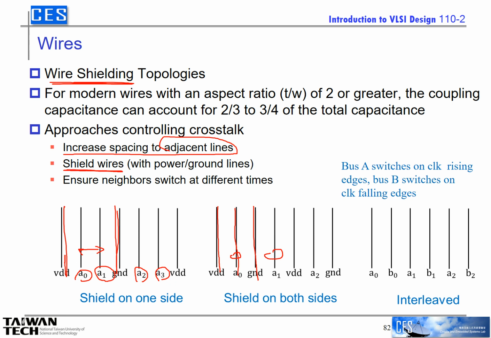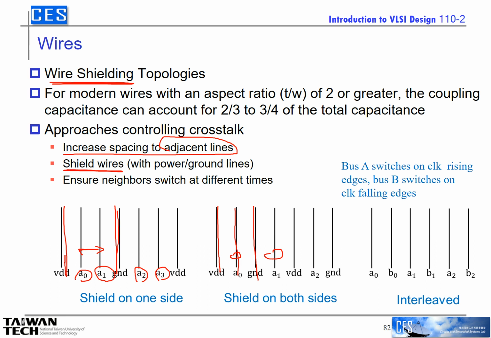And you can also have the interleaf, like A, B, A, B, A, B, like this. So bus A switches on the clock rising edge, bus B switches on the clock falling edge, so they don't switch at the same time, to control the crosstalk or the interference between two wires. Okay, so these technologies are possibly used to control the crosstalk, and that means we control the interference between wires.